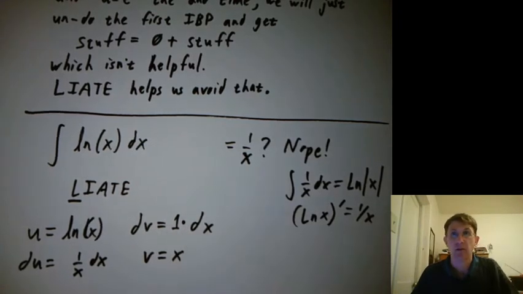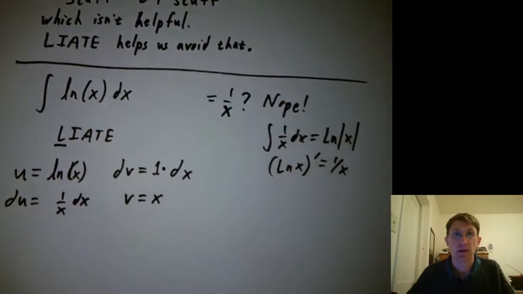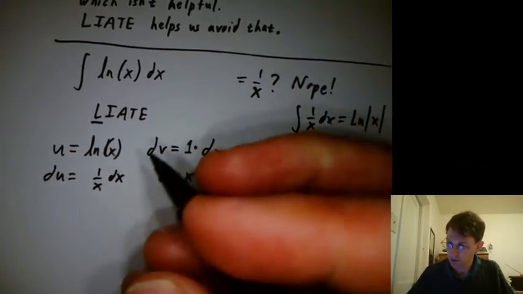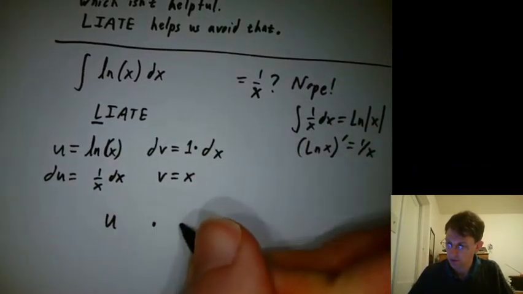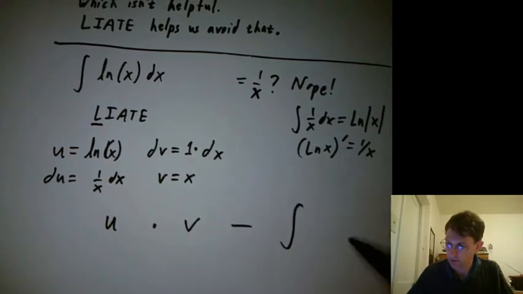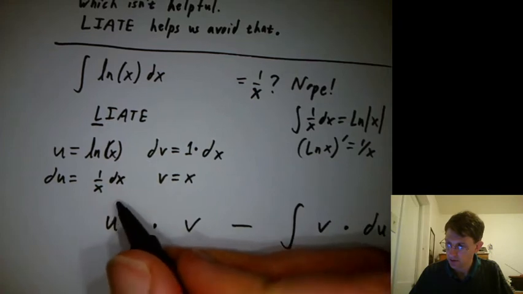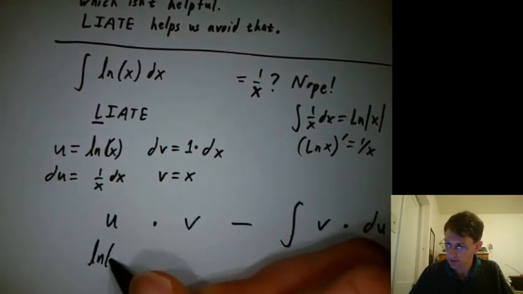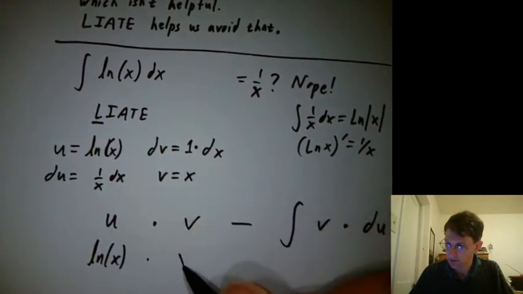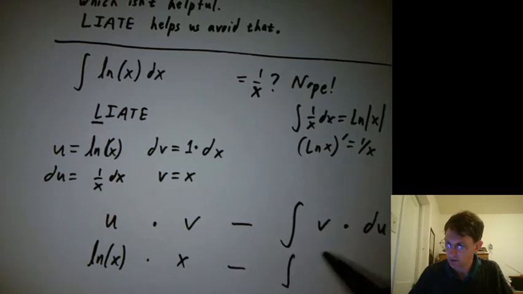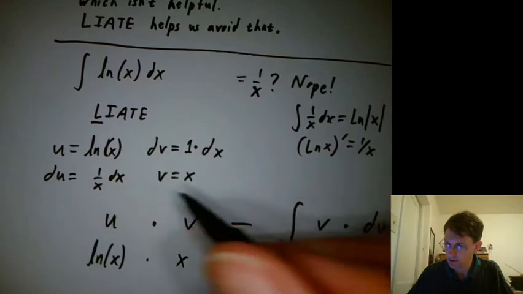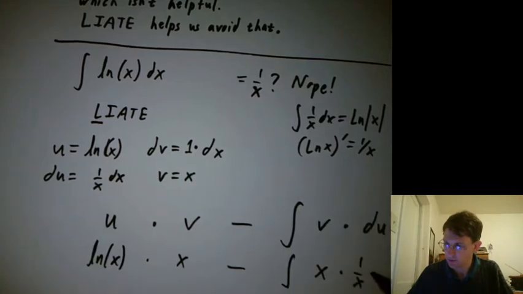So now write out the integration by parts formula and fill out the separate parts. So we have u times v minus integral v times du. u is log x, v is x, minus the integral of v, which is x, du, which is 1 over x dx.